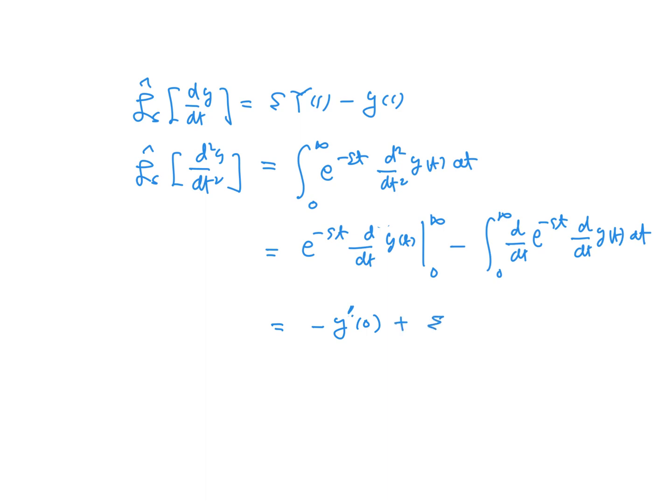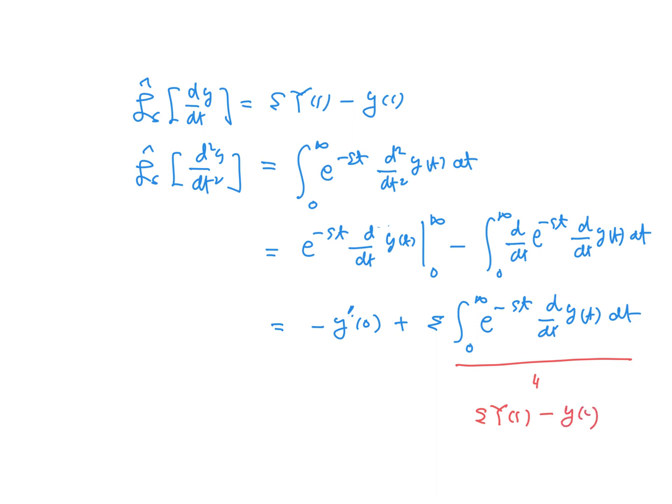Plus, this is s, the integral of e^(-st) y(t) dt. Actually, this has been done before. We know the result already, right? So this is s Y(s) minus y(0). So it becomes s squared Y(s) minus s y(0) minus y prime 0.